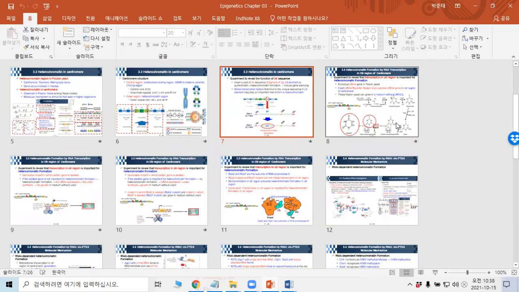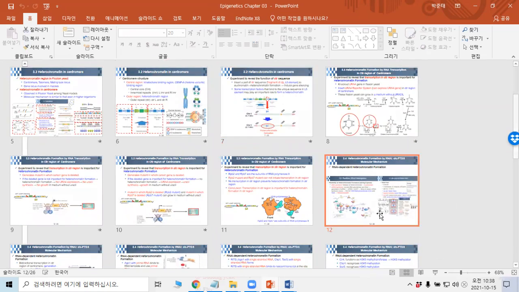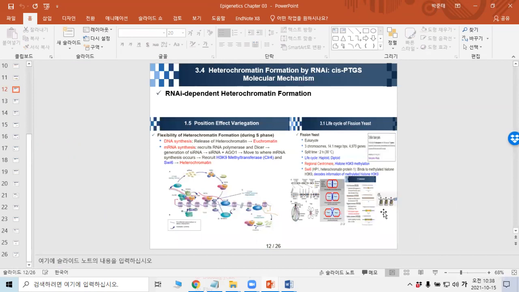From chapter 3, we covered RNAi dependent heterochromatin formation. Previously in chapter 2, we covered budding yeast. In budding yeast, there is no RNAi dependent heterochromatin formation. But fission yeast, mammals, and all of the advanced organisms have RNAi dependent heterochromatin formation.